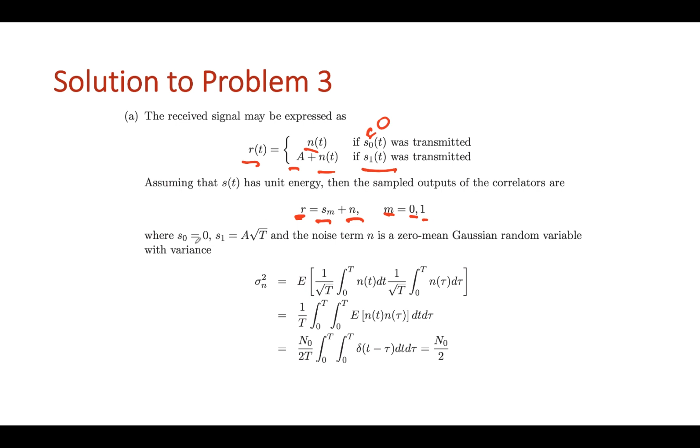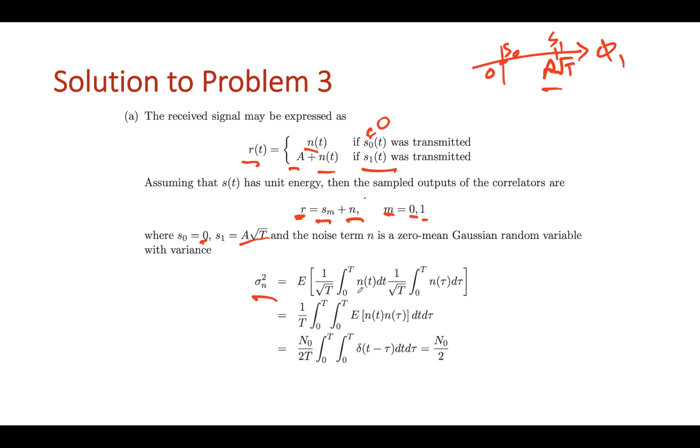So in case of m equal to 0, you have S0 equal to 0. Okay, because according to the signal space representation, this is 0 and this is root a square T. So this is S1 and this is S0. And in case of m equal to 1, therefore your S1 will be root a square T, plus the noise sample, whatever that is. So the noise variance can be calculated like this.